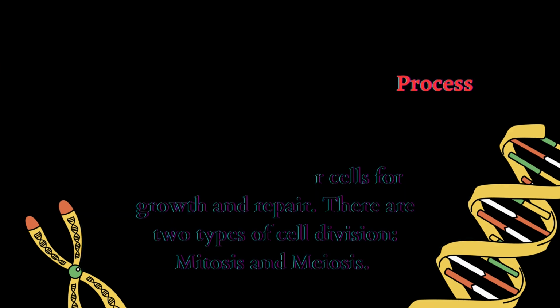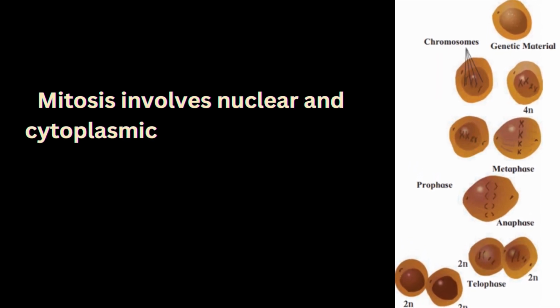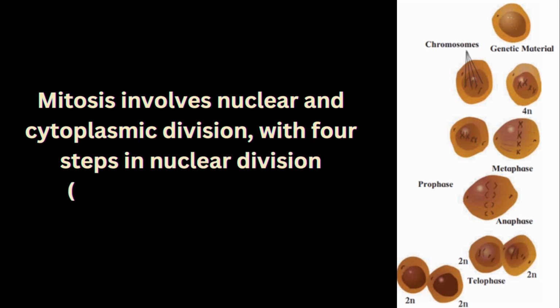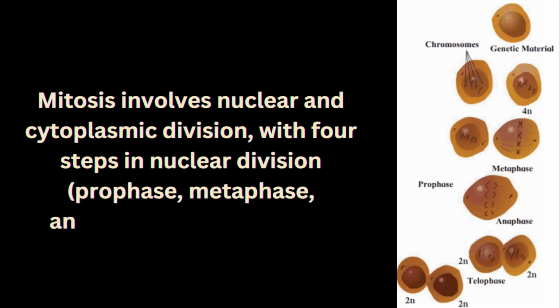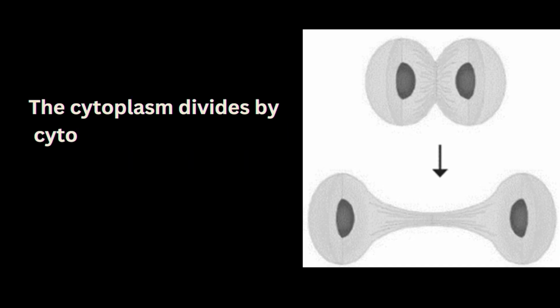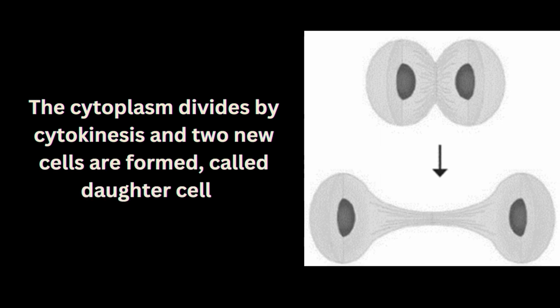So talking more about mitosis. Mitosis involves nuclear and cytoplasmic division with 4 steps in nuclear division. The steps are prophase, metaphase, anaphase and telophase. You can see it in the diagram which is given below. The cytoplasm divides by cytokinesis and 2 new cells are formed which are known as daughter cells. So this was all about mitosis.